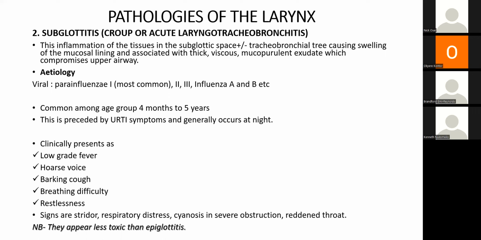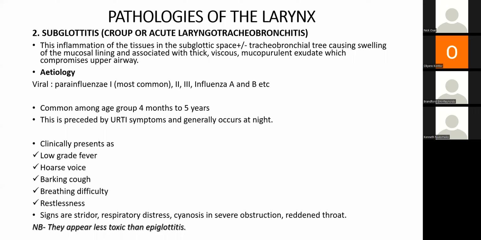So it's basically a viral infection. Croup, also known as subglottitis or acute laryngotracheobronchitis, is caused by viral infection, typically parainfluenza 1, 2, 3, as well as influenza A and B. It is common among the age group of 4 months to 5 years. That's something that you have to take note of.